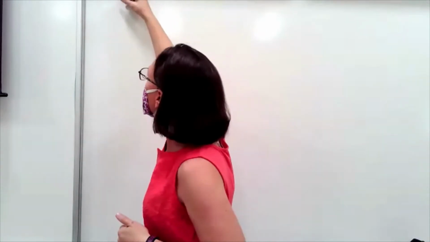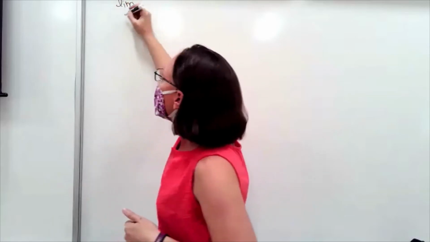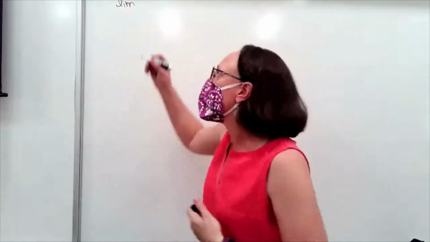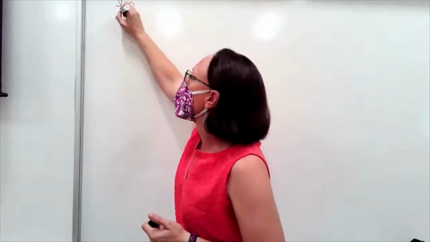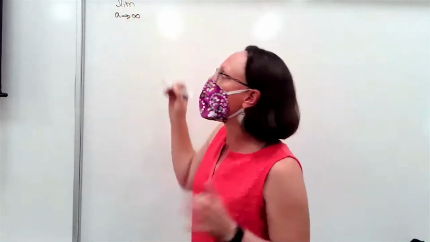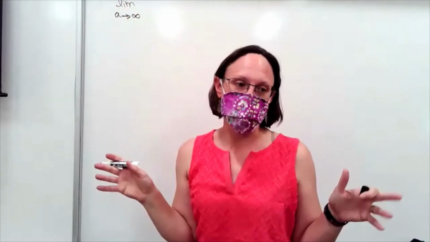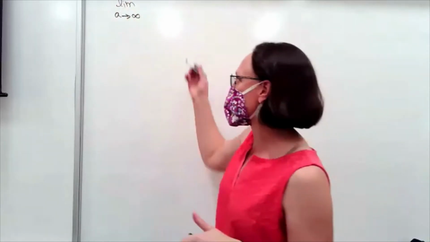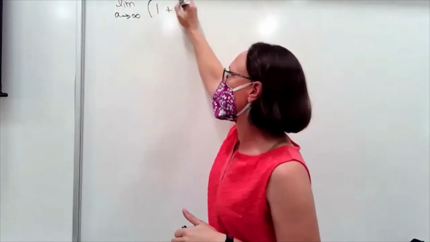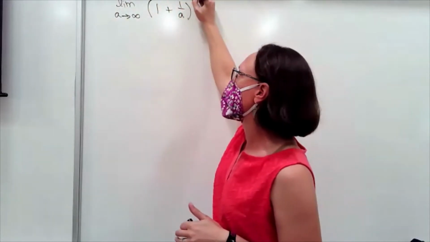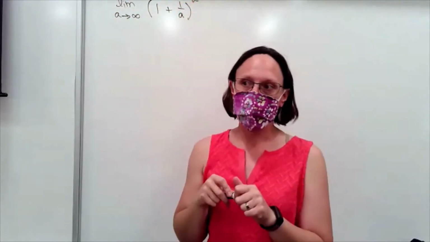But the first thing that we've got to go back to is that we have these two definitions for the limit of e as a number. One of them looks like the limit as a approaches infinity. I just picked a letter, by the way. The limit as a approaches infinity of 1 plus 1 over a raised to the a power.